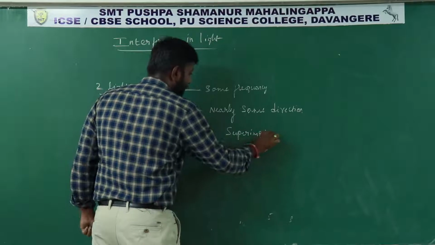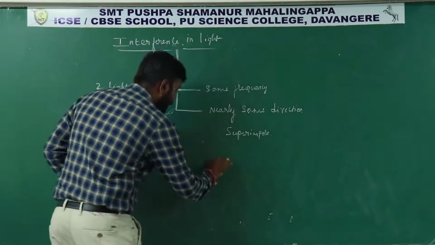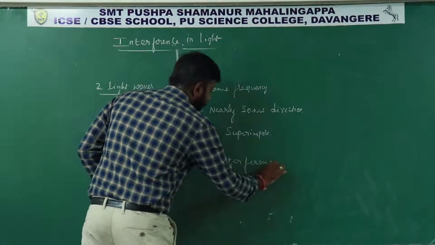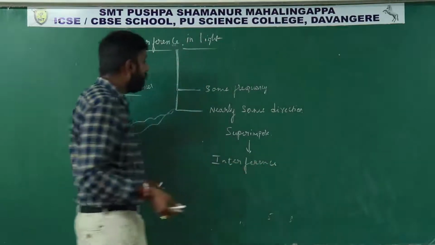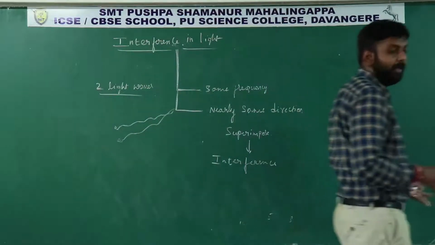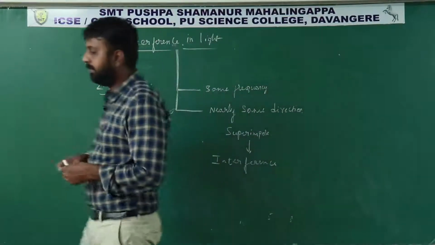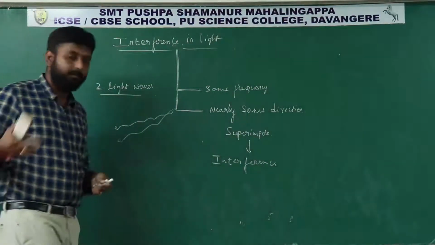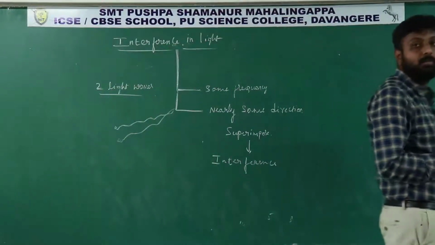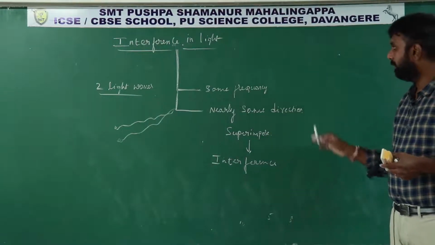When they superimpose over one another, when they mix up, then we observe the pattern that is called interference. So this superposition of two waves is the cause of the interference of light. For that I explained constructive superposition and destructive superposition. I hope you understood these conditions. Then only we can observe interference.